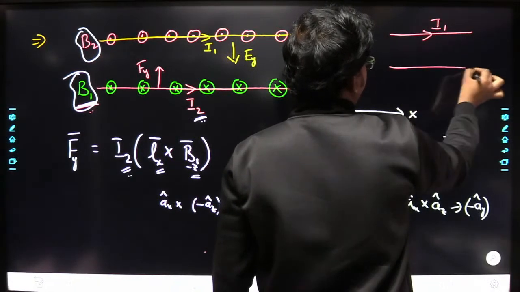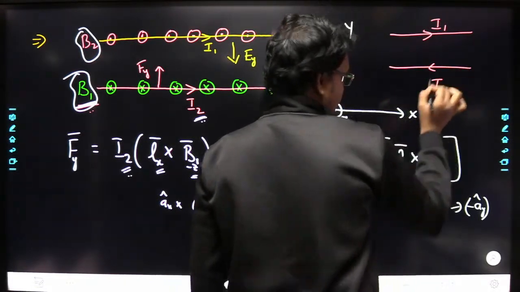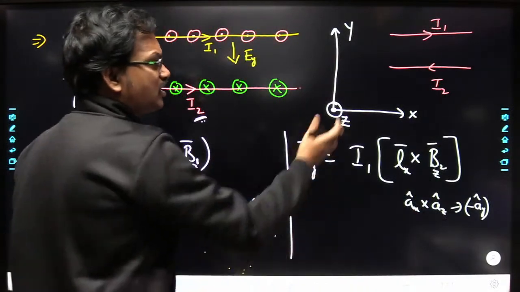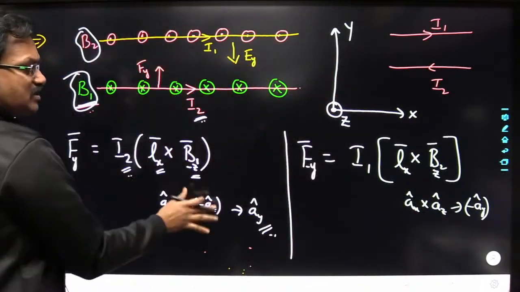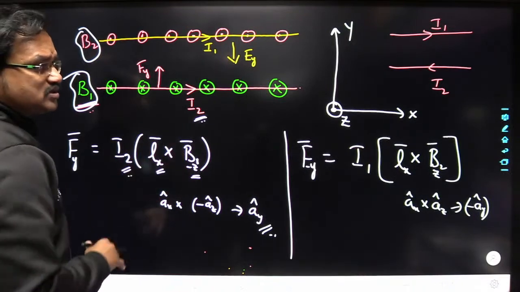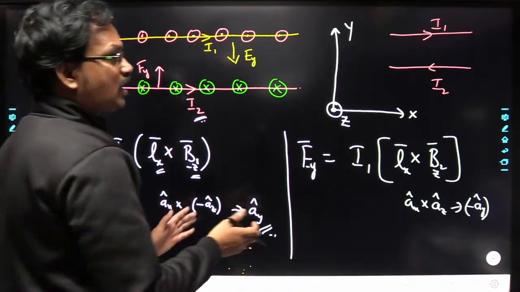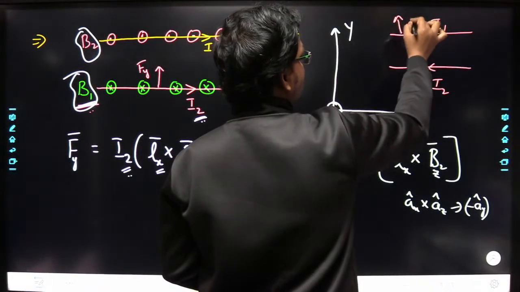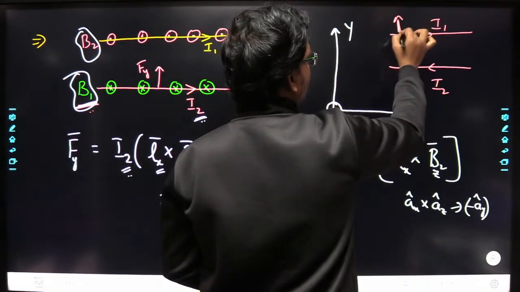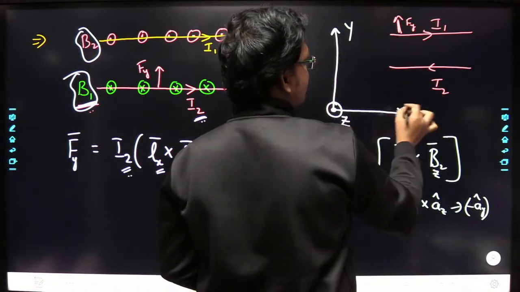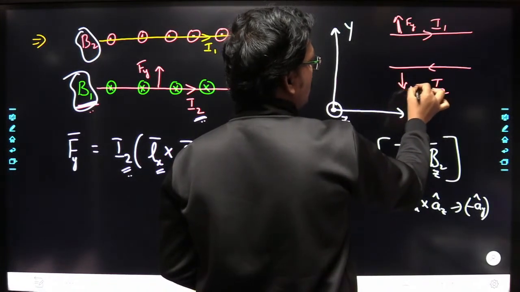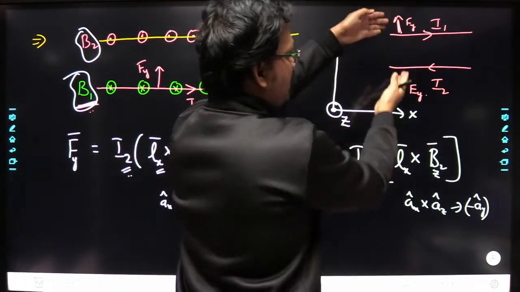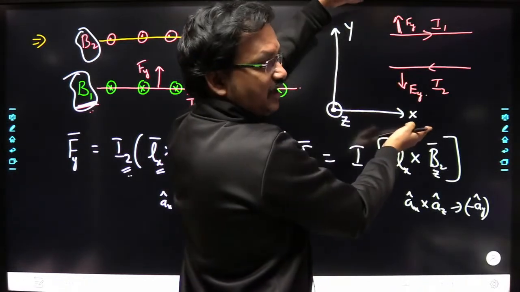carrying the currents in opposite directions here, you can do the analysis in the same manner. If you do the analysis in the same manner, you are going to get the force experienced by I1 pointing in upward direction, and the force experienced by I2 in downward direction. So that means they are repelling each other.